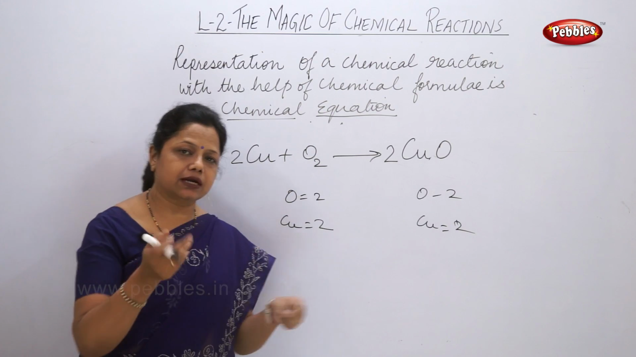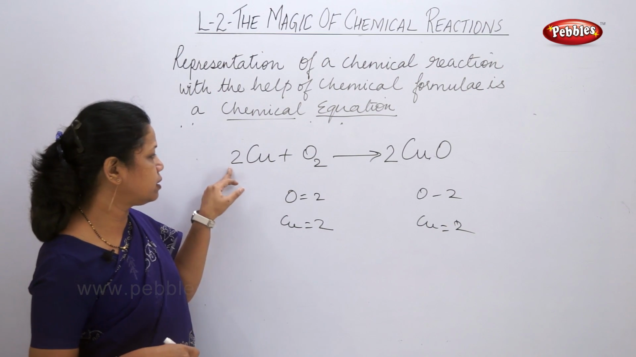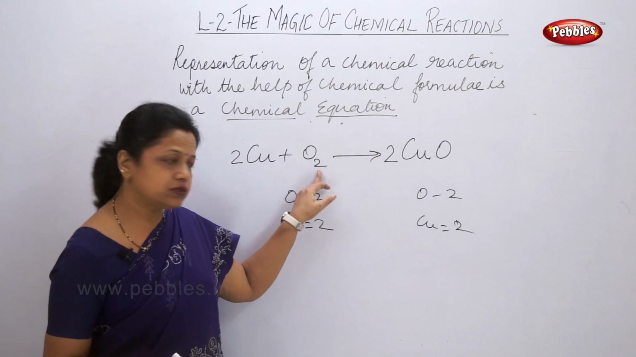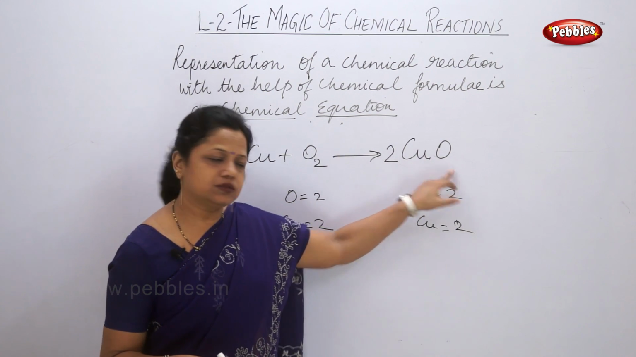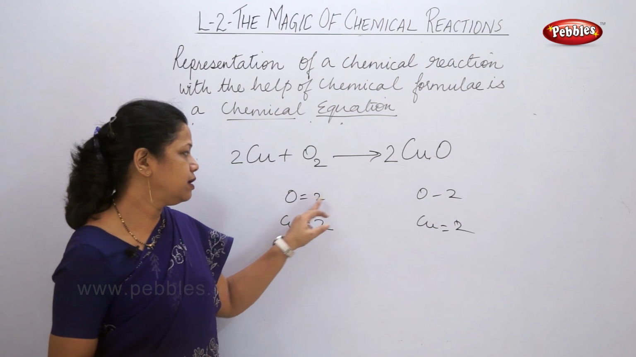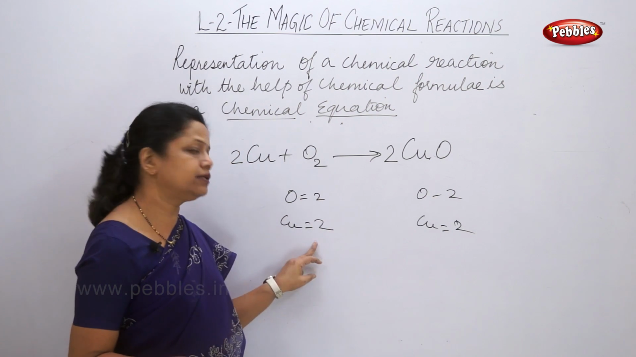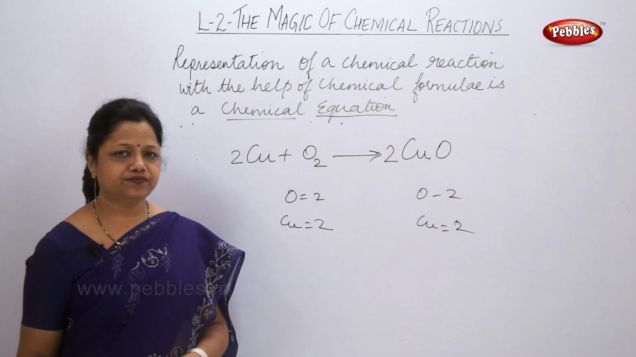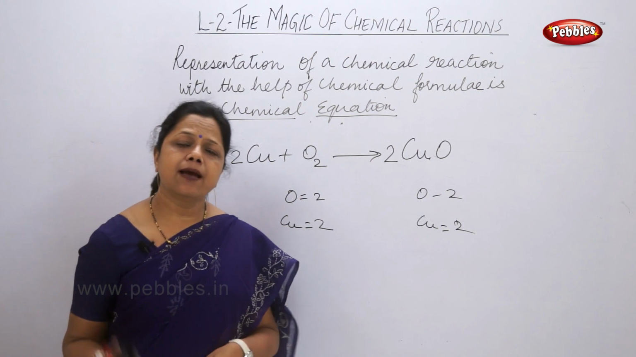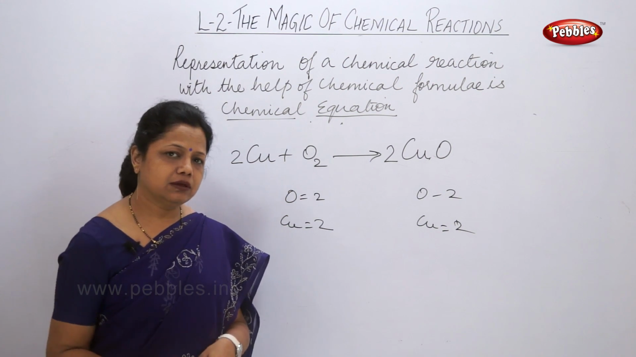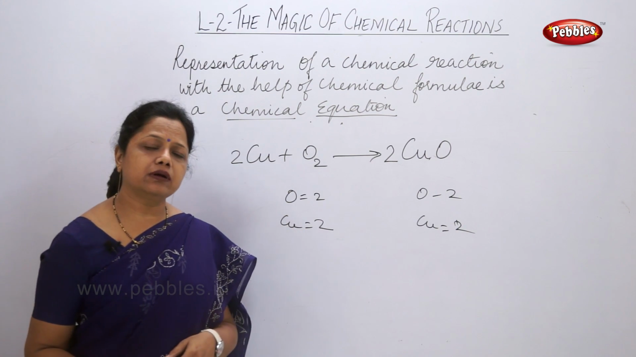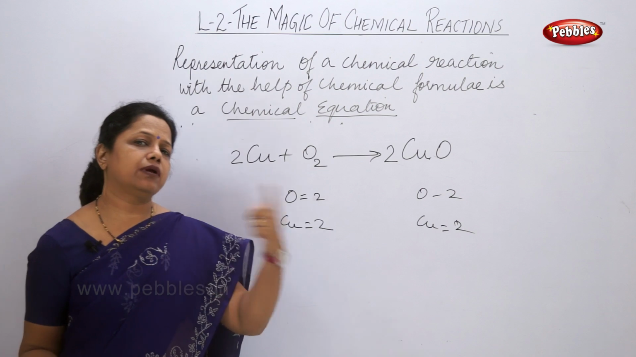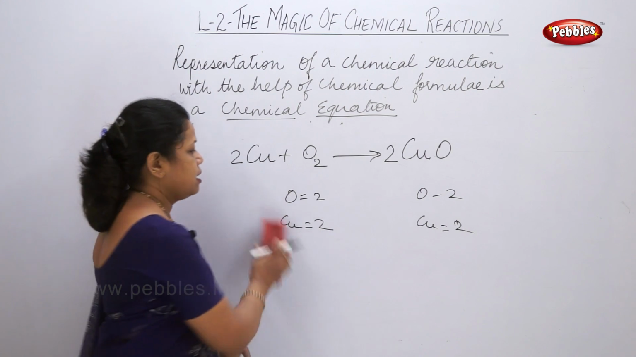How to check? We'll start. Copper 2 here, copper also 2 here. Here oxygen 2 atoms, here oxygen also 2 atoms. That means on the left hand side 2 and 2, on the right hand side 2 and 2. That means this reaction is a balanced reaction. Now this reaction is called a balanced chemical equation. The balancing is very important to make the number of atoms on the left side equal to the number of atoms on the right side.